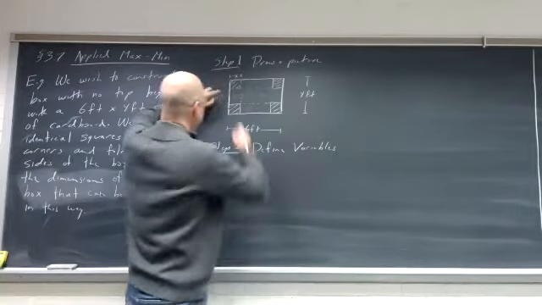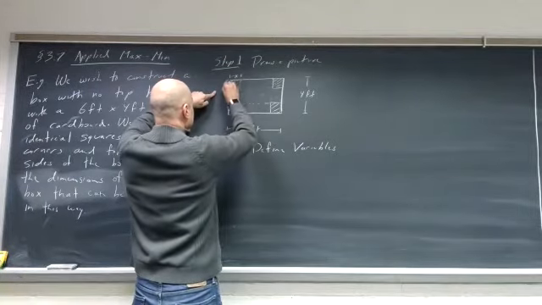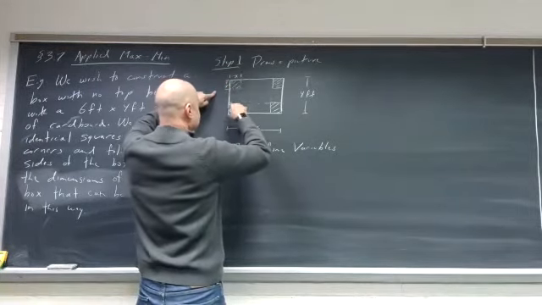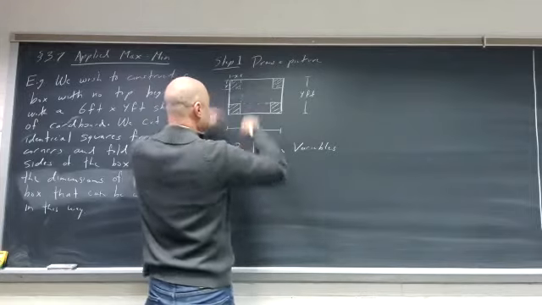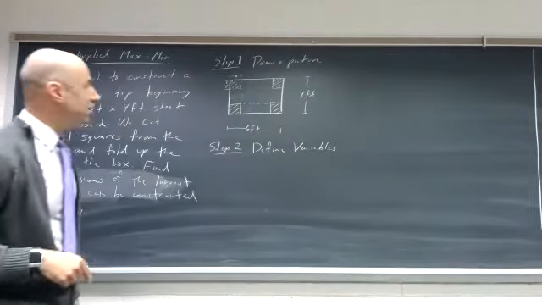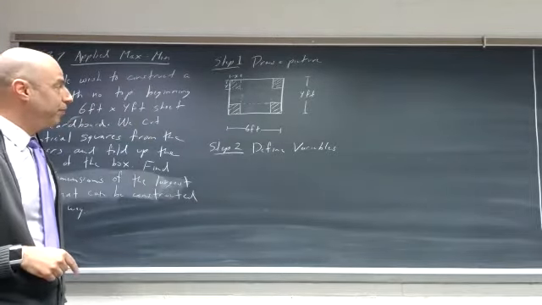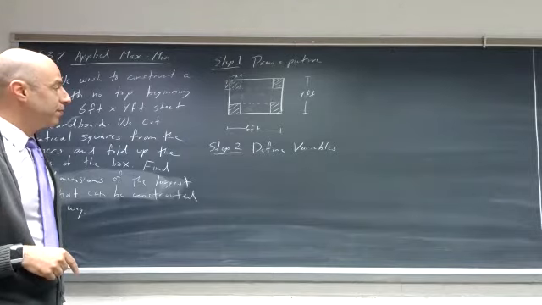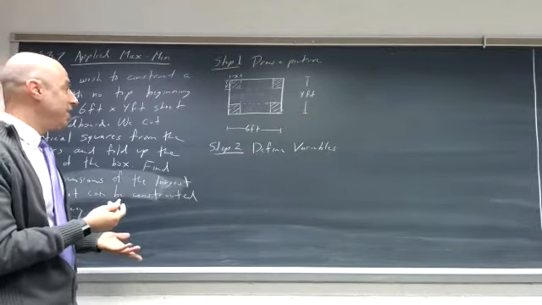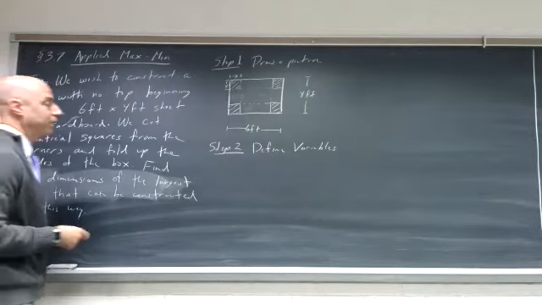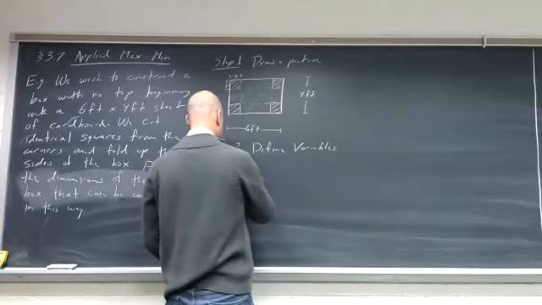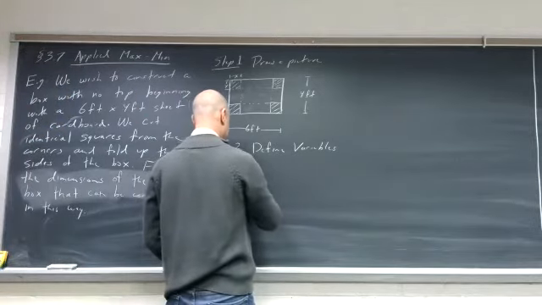Now, if that's x, this is x, and this is x from here to here, and this is x because all these squares are the same size. So x is the side length of the square. And the thing that we're trying to maximize in this case is volume. So we don't have to make this fancy. V equals volume.